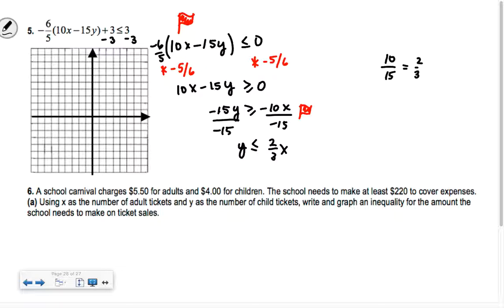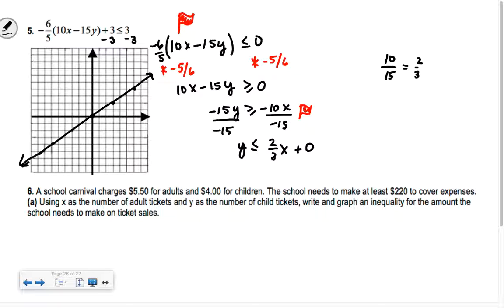So it goes through 0, 0. It's like 2/3 x plus 0. And then from there we have a slope of 2/3. So up to right 3, up to right 3, up to right 3, and so on. You could also go down to left 3. That would work as well. Okay, our slope is positive in the end. And we know it's a solid line. So we draw on the line.